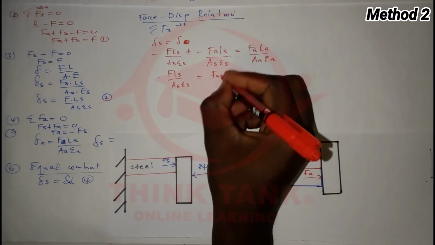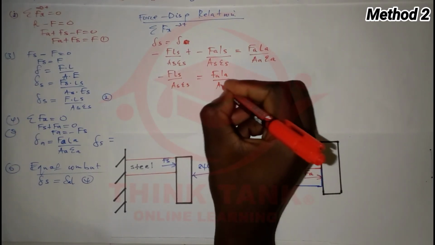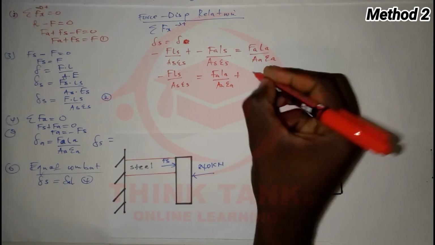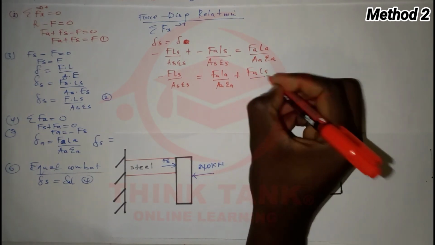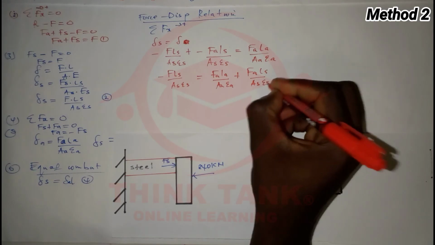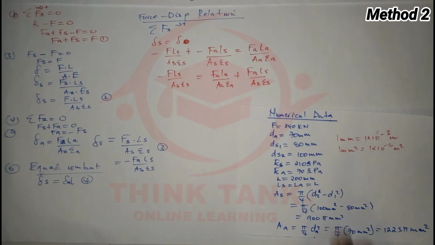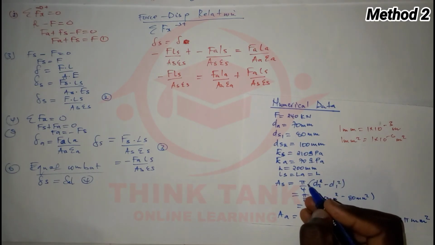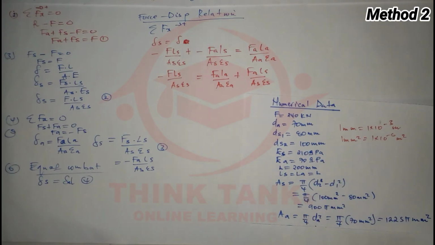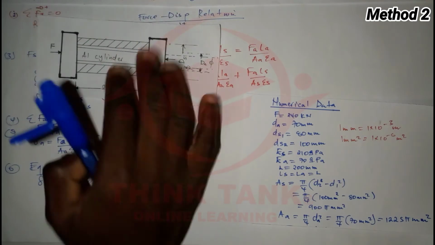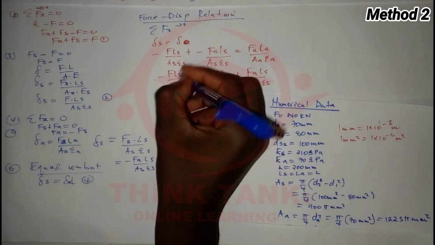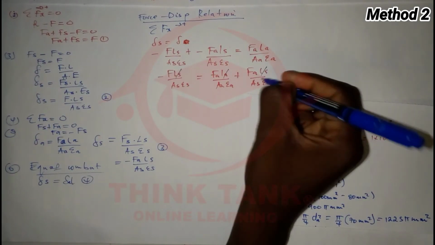It's going to be FA LA over AA EA plus FA LS over AS ES. From our numerical data, we will say that LA and LS are the same, since it's just the same cylinder and the length is not changing. From here to here, it's 200. So I can divide both sides by LA.